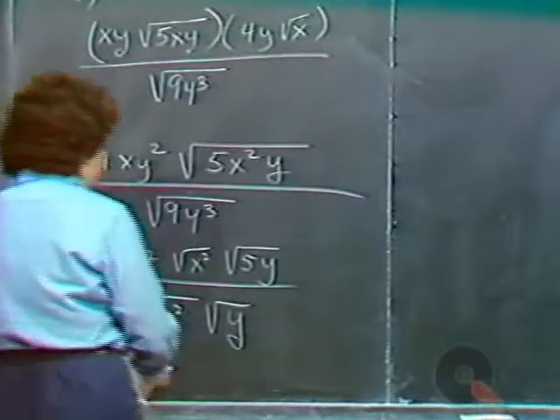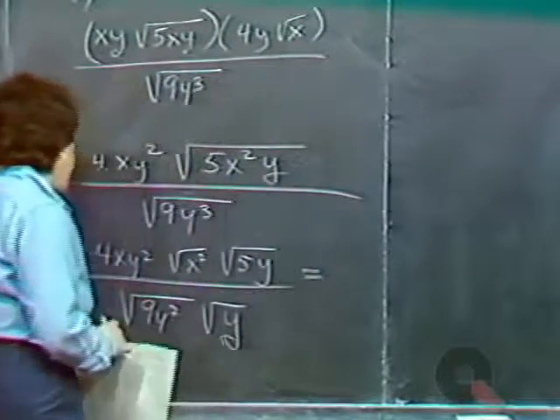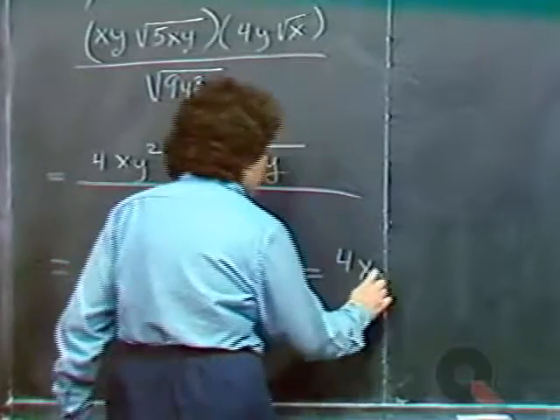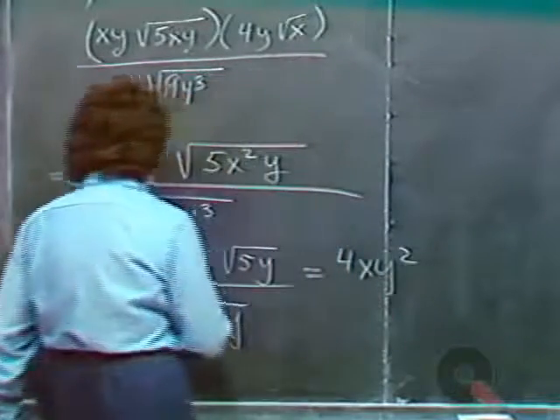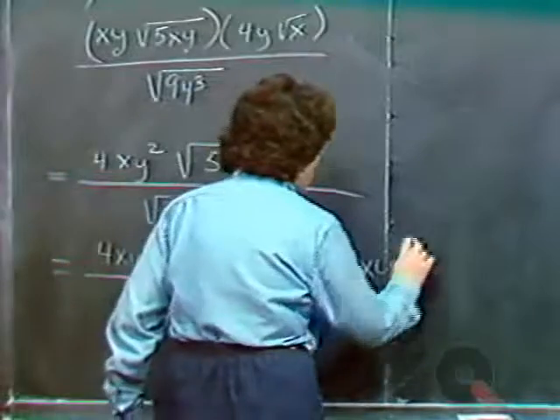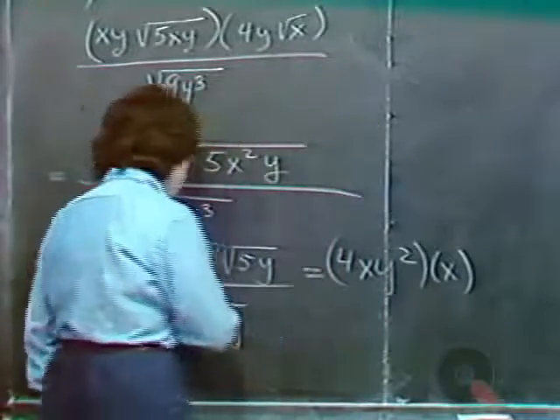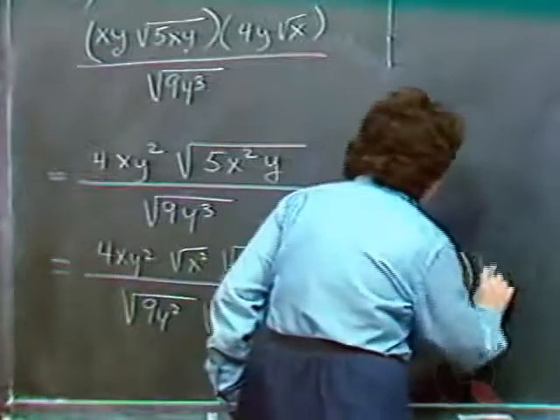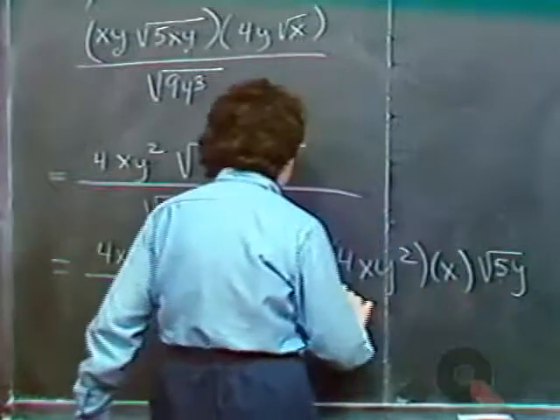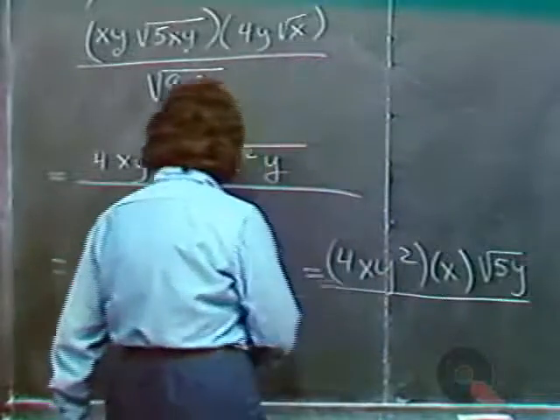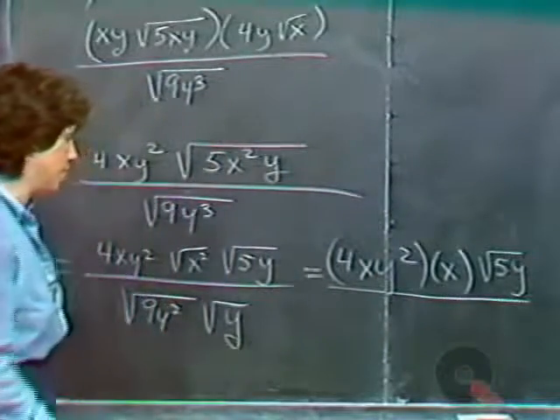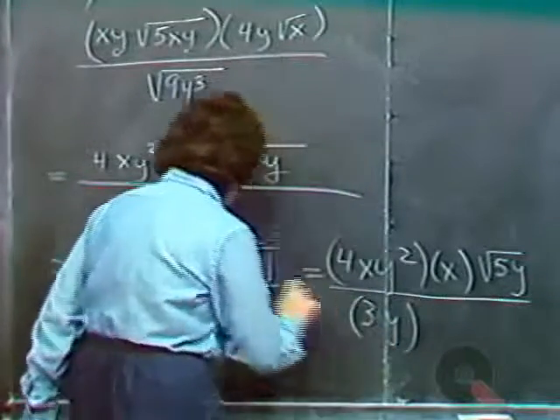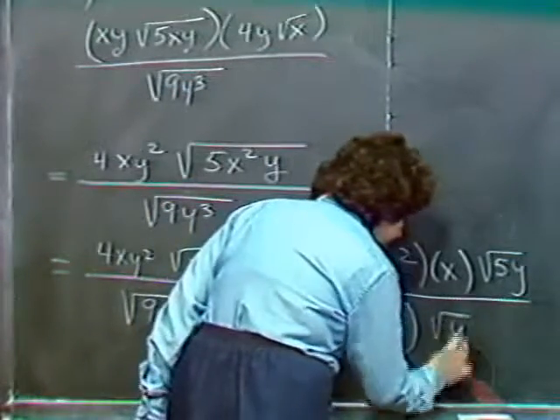Okay, let's see what we have now. We have 4xy squared. Now the square root of x squared is just x. We assumed all variables here are positive. And then that's the square root of 5y. And over here, the square root of 9y squared is 3y. That's a perfect square times the square root of y.